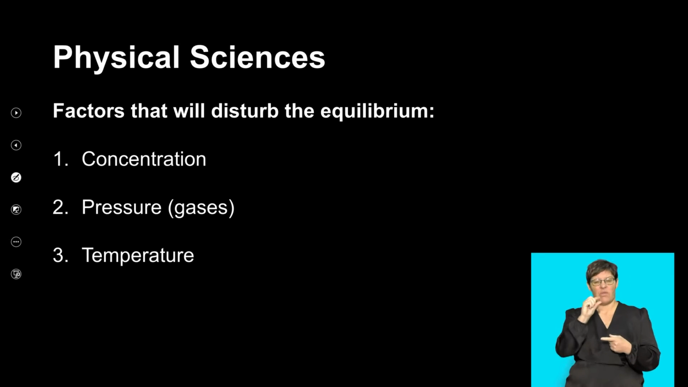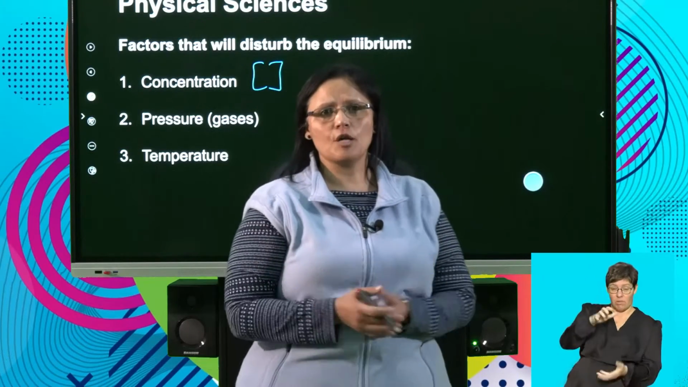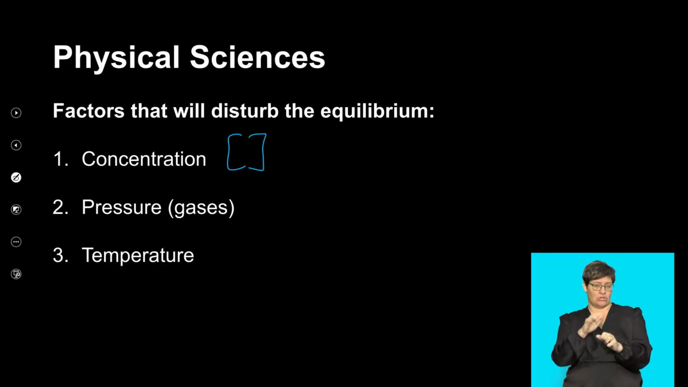The factors that will disturb the equilibrium are 3 factors. That is concentration. Remember we said the square brackets. Then we have pressure. Remember that pressure works hand in hand with your volume, so a change in volume can change or alter your pressure. And then the third one is temperature.